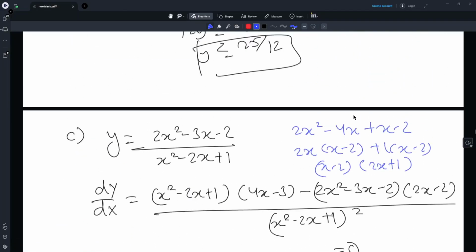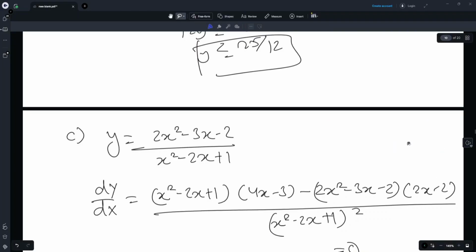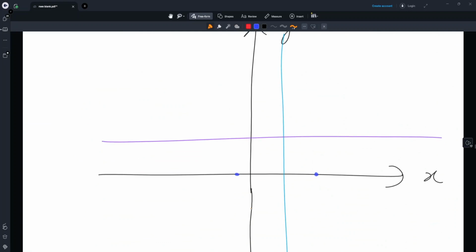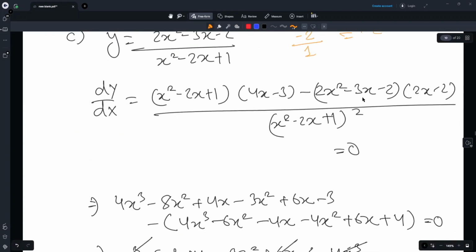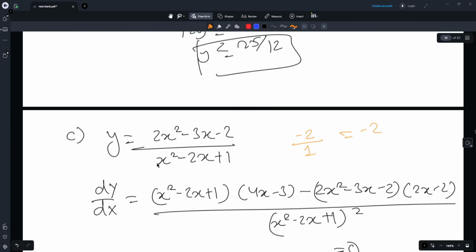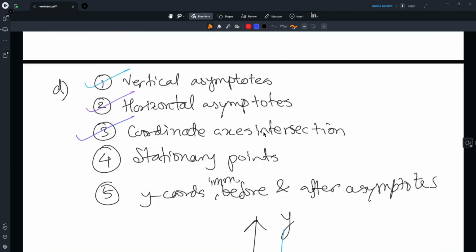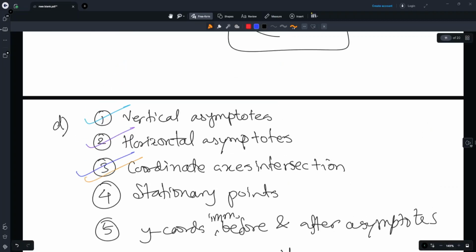Then we have y-axis intersection when x is equal to 0. When x equals 0, the terms become 0, 0, minus 2, and 1. So it means that it will cross through the y-axis at minus 2. Let me check again: 0, 0, minus 2, 0, 0 plus 1. So yes, minus 2. So coordinate axis done.